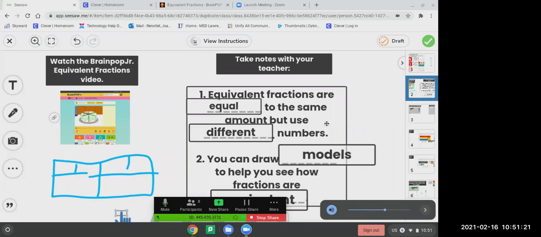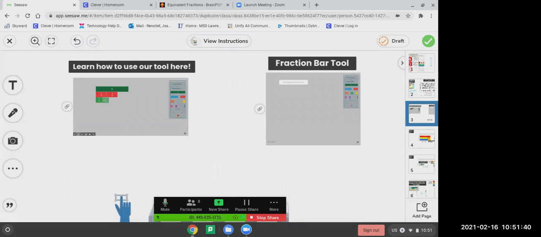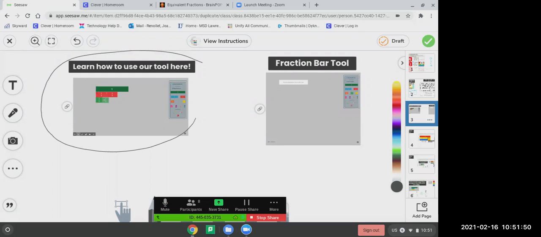Great job on taking notes. Let's go ahead and move to slide number 3. On slide number 3, we're going to learn about a new tool we can use today to help us build models or draw models. On slide number 3, there are 2 links. On the left, this is a video that will teach you how to use this tool. You may watch that video on your own time today. On the right is where we're going to click today. This is our fraction bar tool, and let's take a look at it together in our lesson.